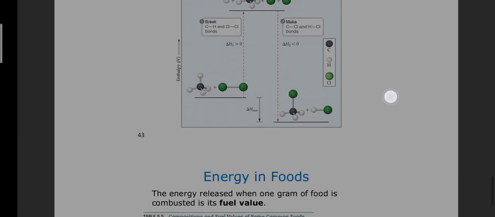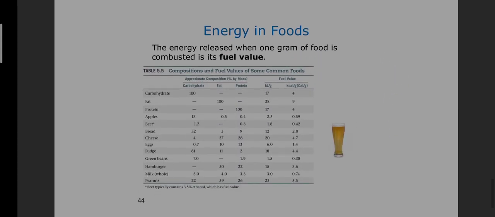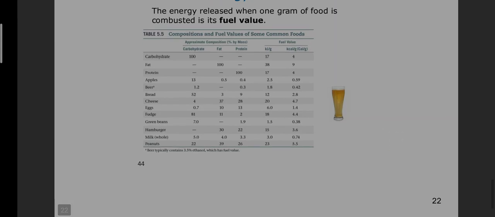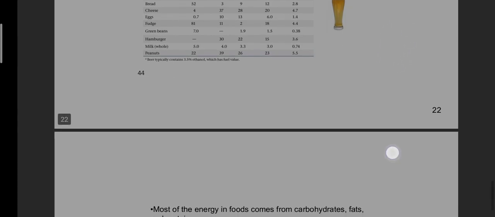Next is energy in food. The energy released when 1 gram of food is combusted is its fuel value. Now this is the table for composition and fuel values of some common foods like carbohydrate, fat, protein, apples, beer, bread, cheese, eggs, fudge, green beans, hamburger, milk, peanuts, etc.